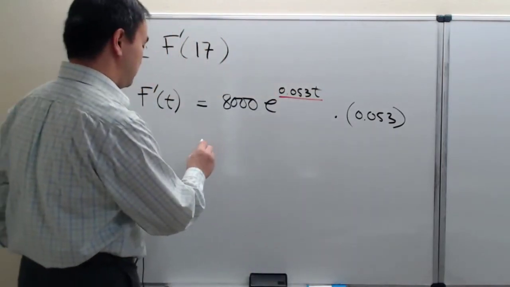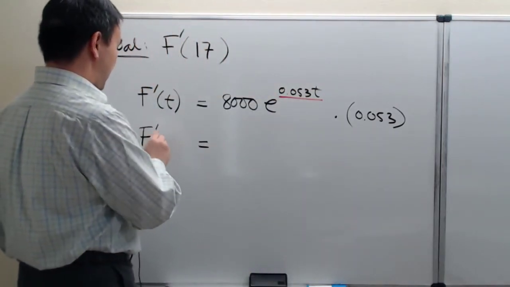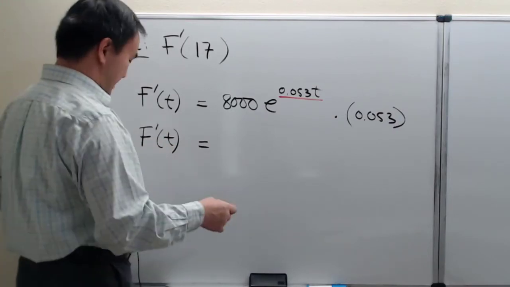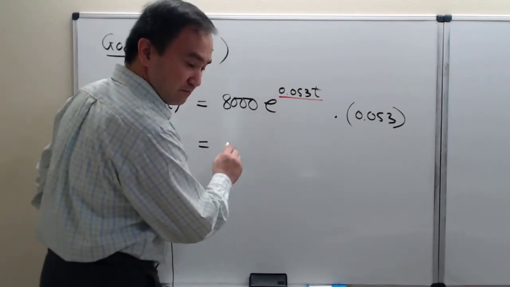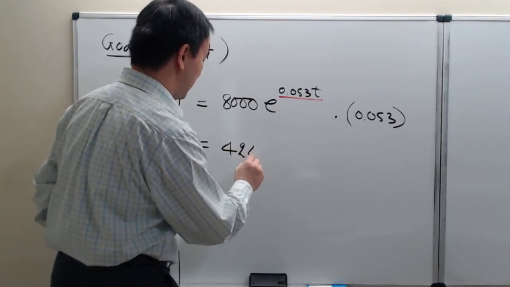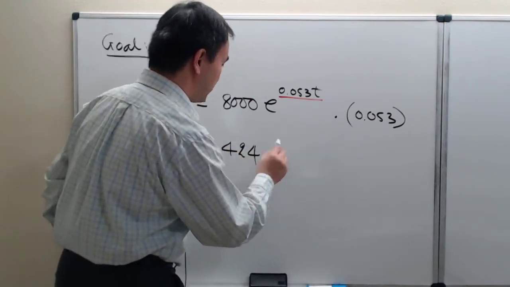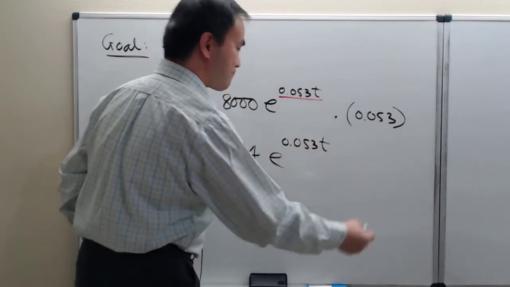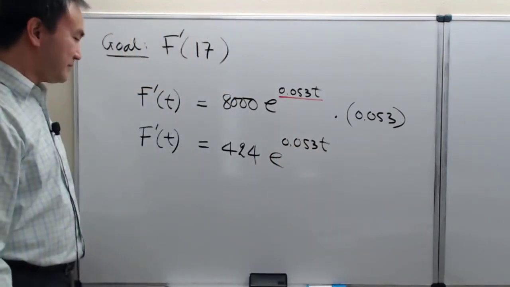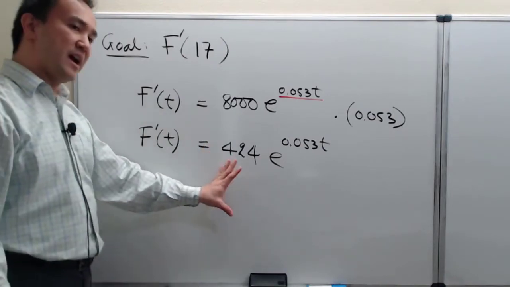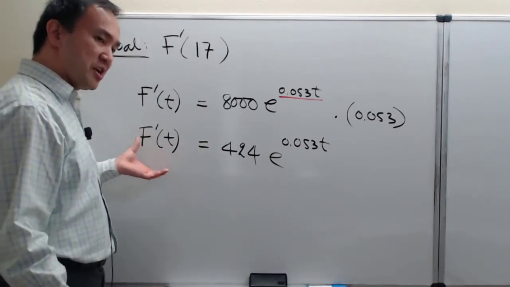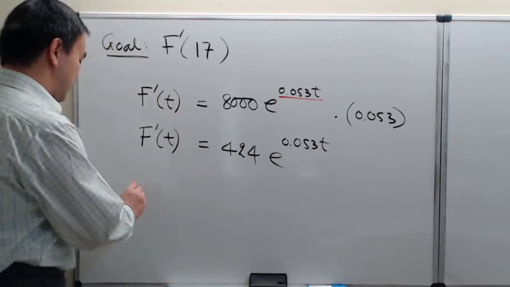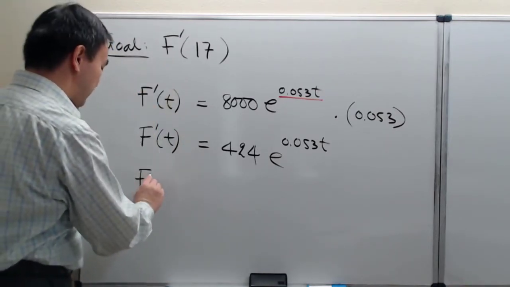All right, so our final expression for the general derivative of f, the future value function, is 424. So f prime at t is 424 times e to the positive 0.053t. Okay, and so now that we have our instantaneous rate of change as the derivative of our general future value function, our goal is ready.